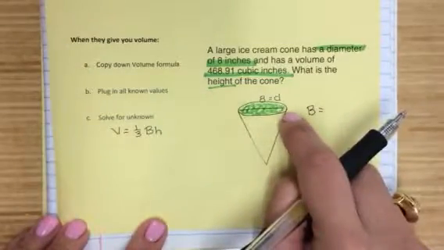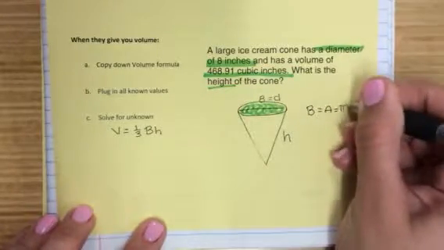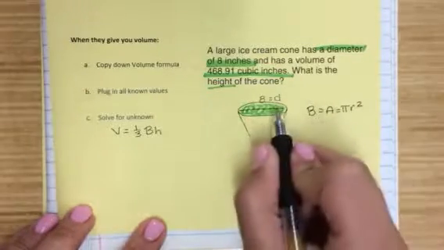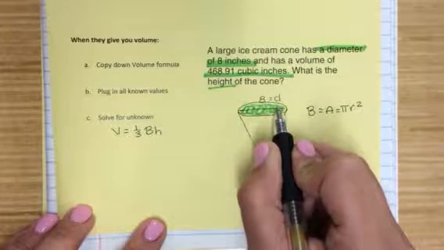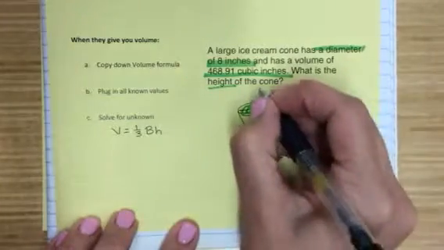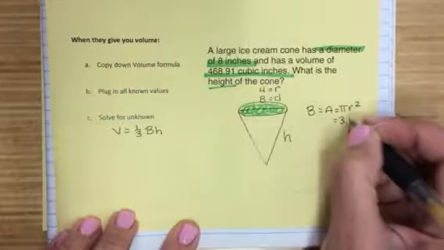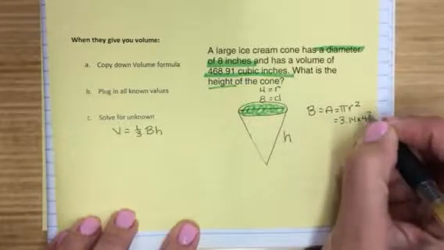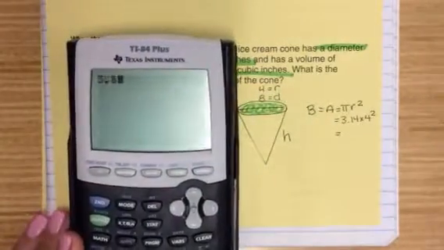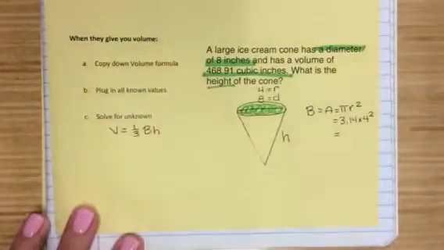Since the base of a cone is a circle, I'm going to use the formula for area of a circle. Remember that it calls for radius, but they give me diameter. So how do I turn a diameter into a radius? I divide by 2. So 8 divided by 2 is 4. So it's 3.14 times 4 squared. And it's 50.24.